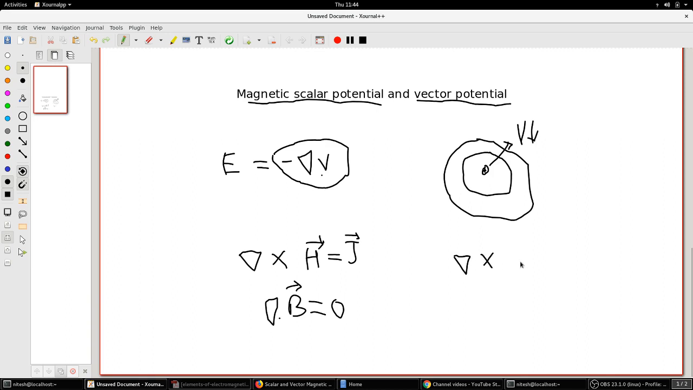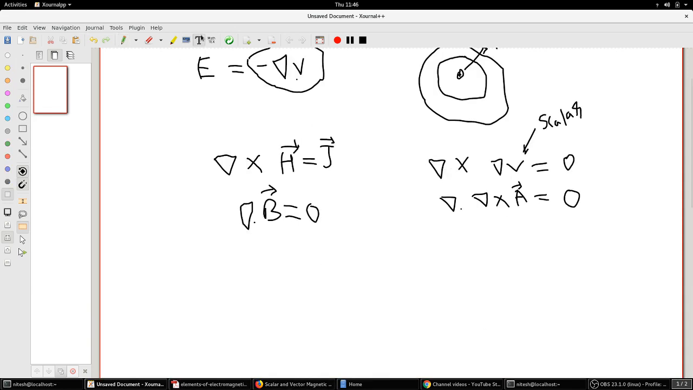So in vector algebra we have these identities. The curl of a gradient, del cross del V, is equal to 0, where V is some scalar. We also have another identity which says that the divergence of the curl of some vector A is 0. We also have this identity with us.